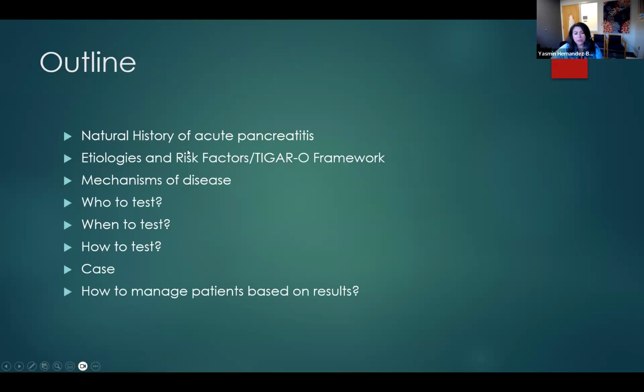I'll go through the natural history, etiologies and risk factors, what the mechanisms of disease are, and then who, when, and how to test. I'll end with a case and then discuss a little bit how to manage patients once you have those results.